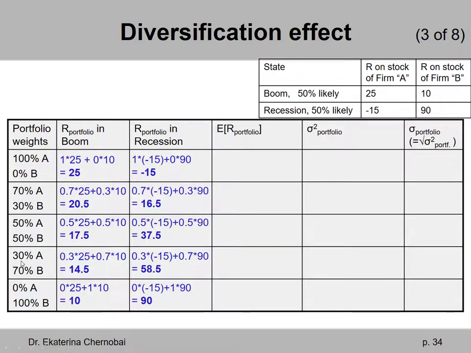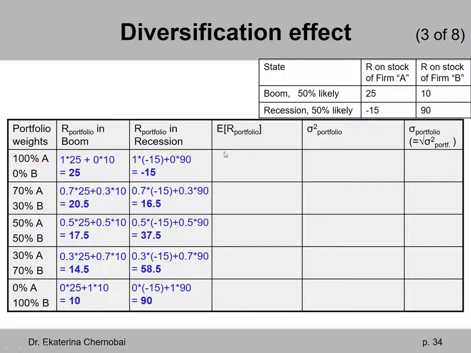So for example, if you look at 30% A, 70% B, the second from the last portfolio, then to calculate the portfolio return in the recession, we take 30% weight of A, multiply by the return in stock A in the recession state, which is minus 15%. Then we add the weight of stock B in our portfolio, 0.7, multiplied by stock B return in the recession state, which is 90%. And this gives us 58.5%.